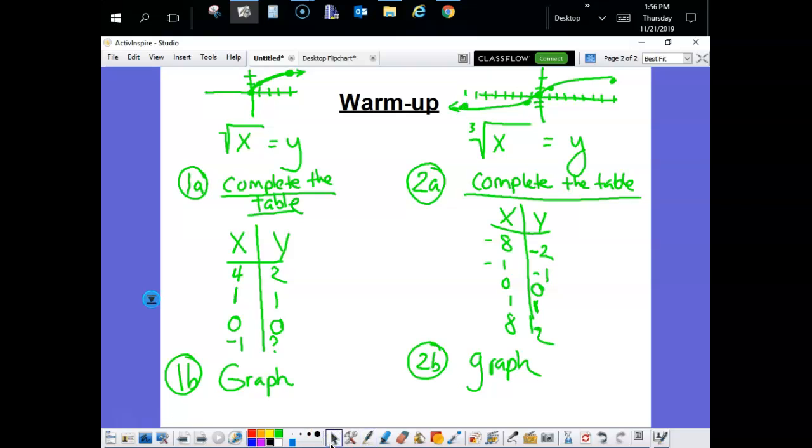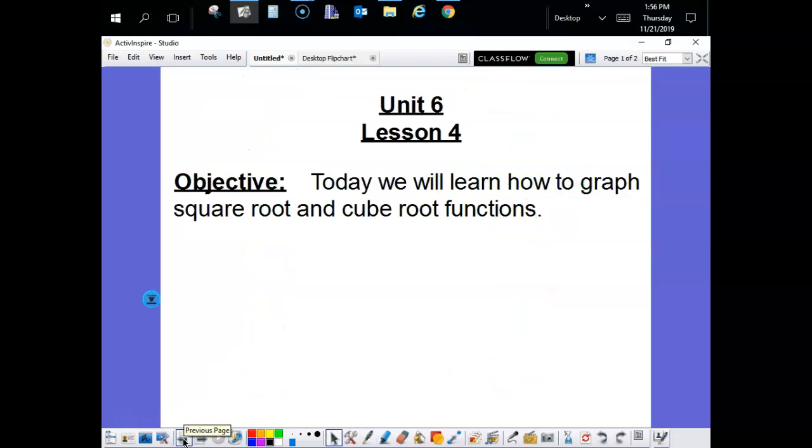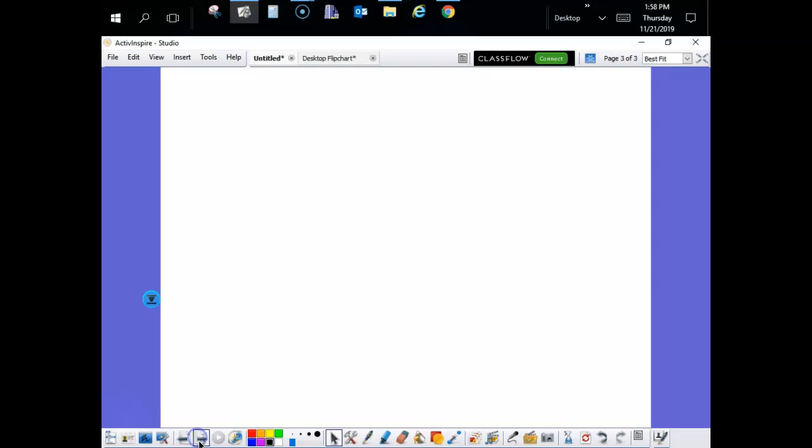And we're going to begin our lesson here. So here's our title and objective. We're going to learn how to graph square and cube root functions today. So go ahead and title up your notes. Okay, here we go. Today we're going to learn how to graph square root and cube root functions. So let's begin.